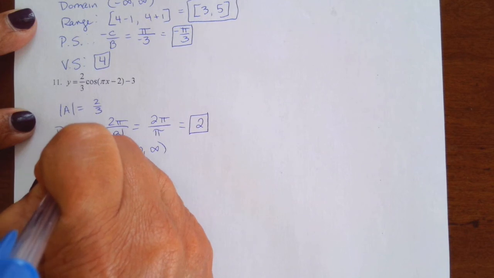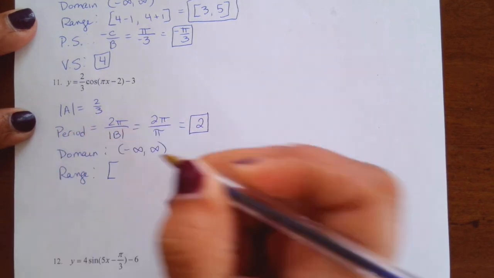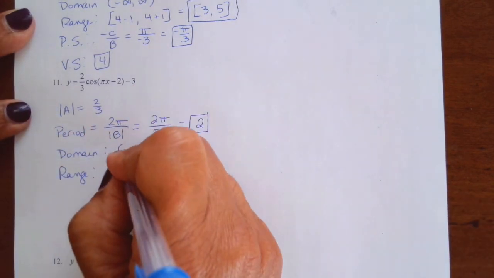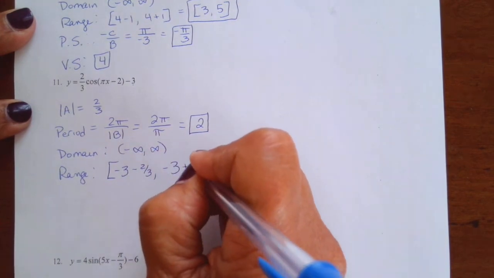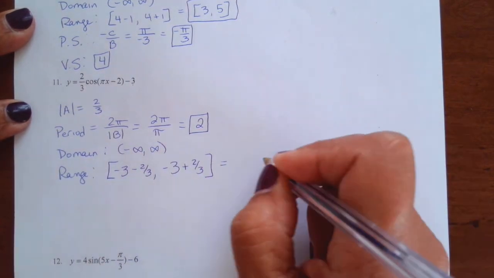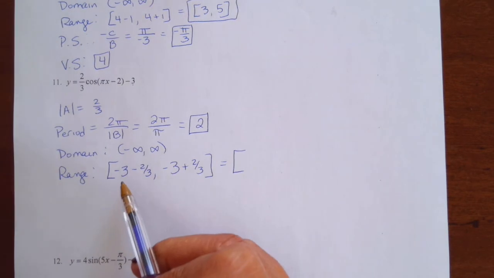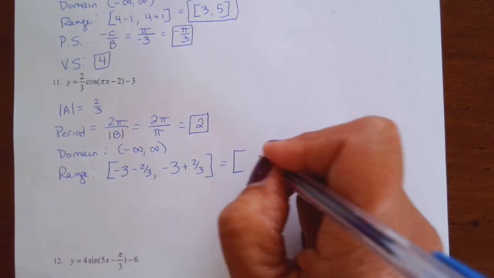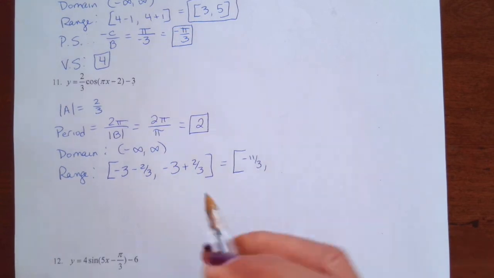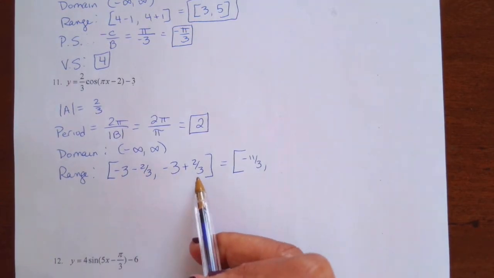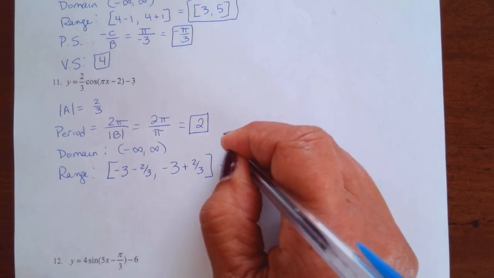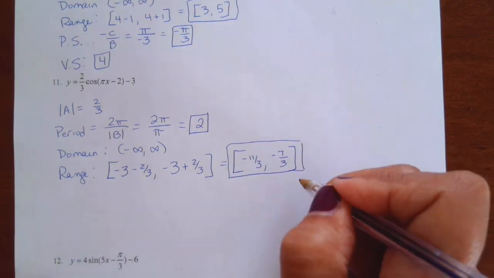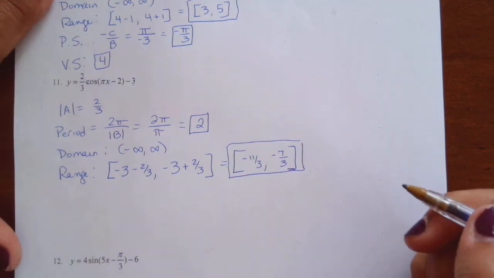The range, remember, goes from d minus a to d plus a. So -3 minus 2/3 to -3 plus 2/3. You got to do a little work here, or just use your calculator. -3 is -9/3 minus 2/3. That would be -11/3. And then -9/3 plus 2/3 would be -7/3. If you're not liking adding fractions, just use your calculator, okay? Don't miss that because you can't do it by hand, so do that.